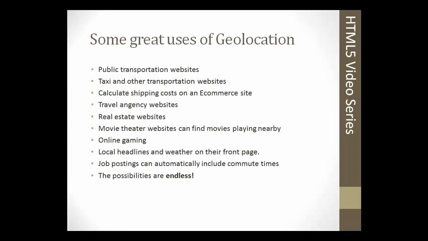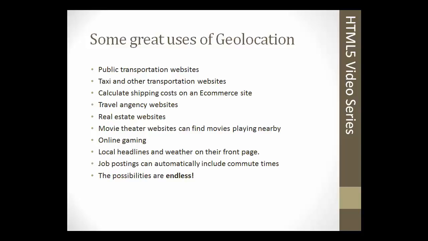So what are some uses of geolocation? There's a lot of uses for geolocation, but I've listed some here, some really popular ones and some really useful ones. We have transportation websites, and that would be public transportation, buses, trains, things like that. They can automatically detect where you are and give you those listings in the schedule relative to where you are. And same thing with taxis and other transportation websites.